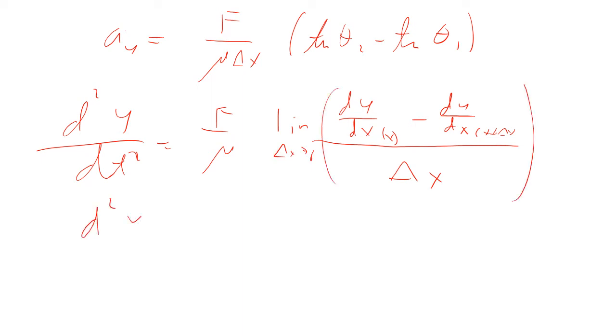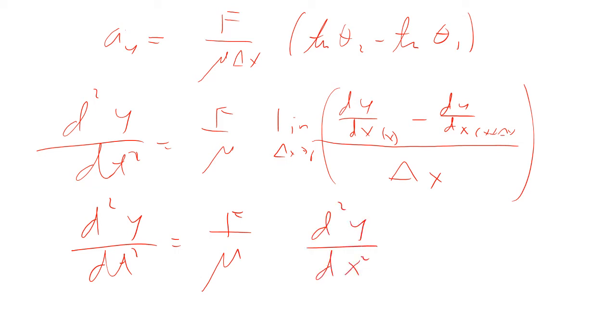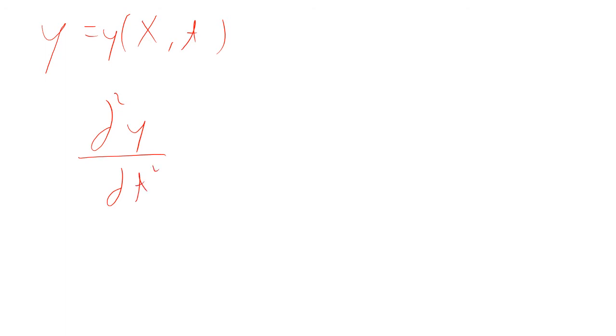So we have the second derivative of y with respect to time squared equals F over mu times the second derivative of y with respect to x squared. Well, really, we know that y is a function of both x and time. So that means this should be written as the second partial derivative of y with respect to time squared equals F over mu, second partial derivative of y with respect to x squared.